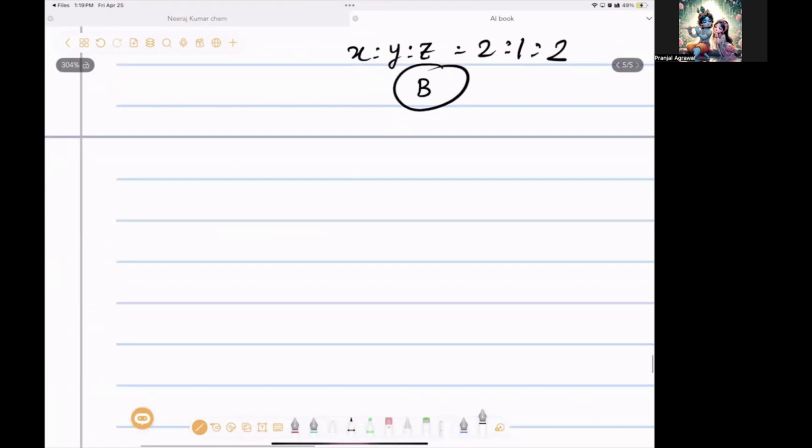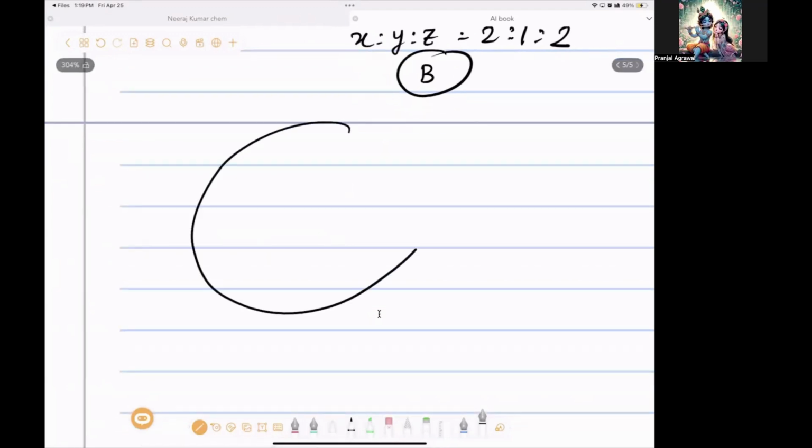Now number 14. See, 14 is geometry based. It's easy if you know a little bit of geometry. See here, it's like this.